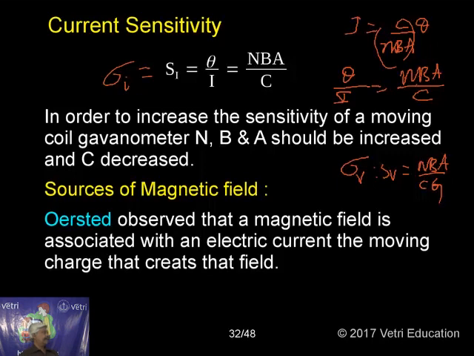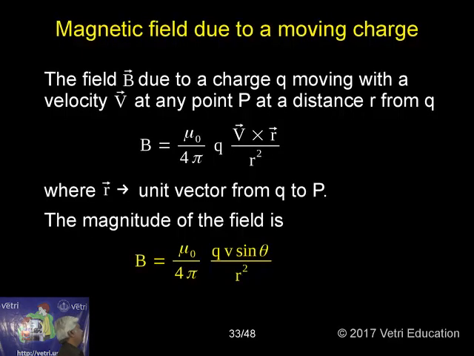Source of magnetic field. Where are we getting the magnetic field from? Oersted, the scientist, observed that a magnetic field is associated with an electric current. The moving charges create that field. Whenever there is a current flowing through a coil, it is always surrounded by a magnetic field. This was given by the scientist Oersted. It is easy to produce a magnetic field. Magnetic field due to moving charges.